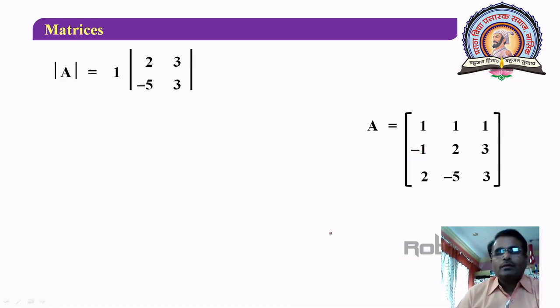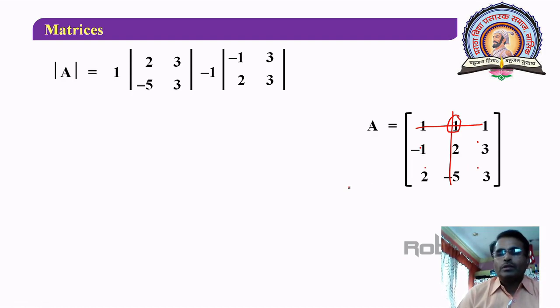Next, you have to consider the negative of this number, so minus 1 will be there. Eliminate the first row and second column. So the determinant is of these two elements, minus 1 3, and 2 3, so that comes here. This is the way of finding the determinant.